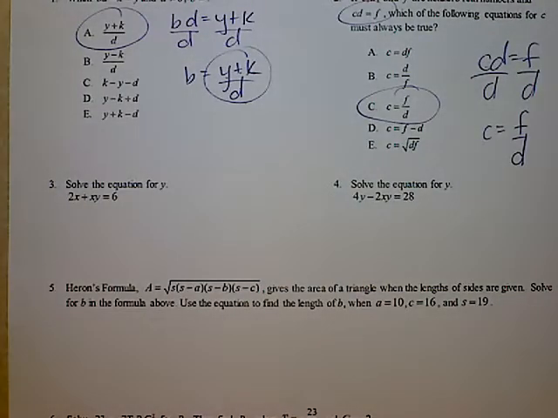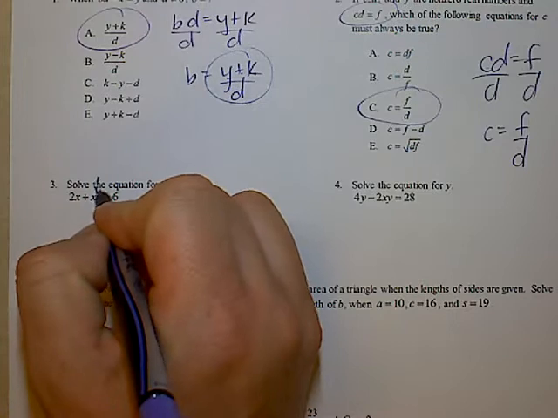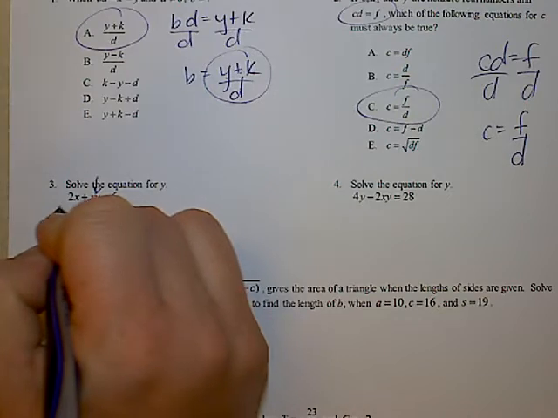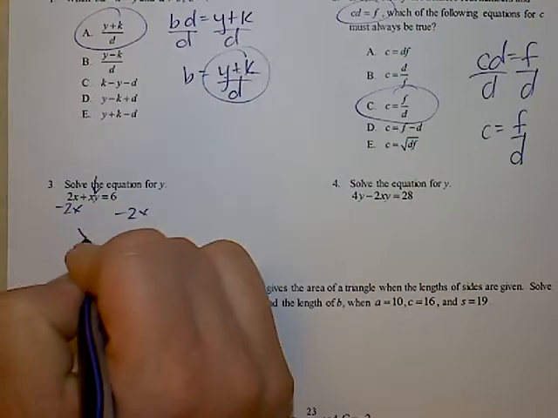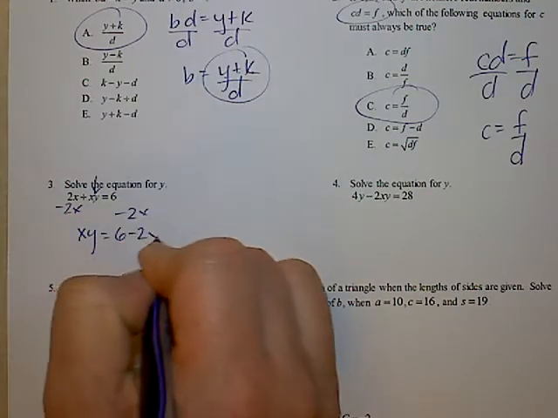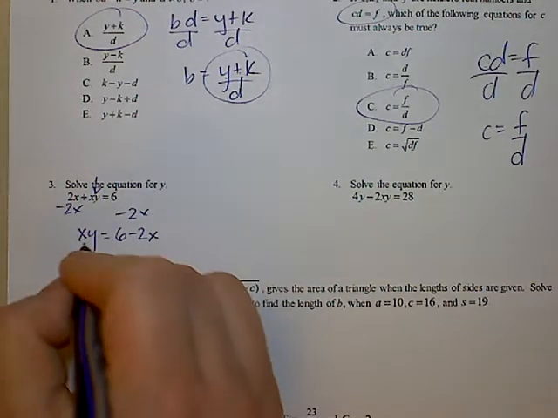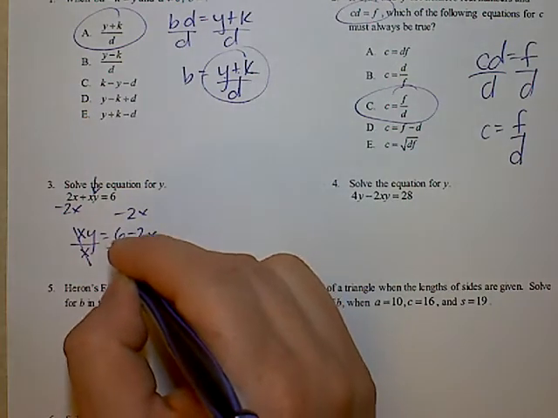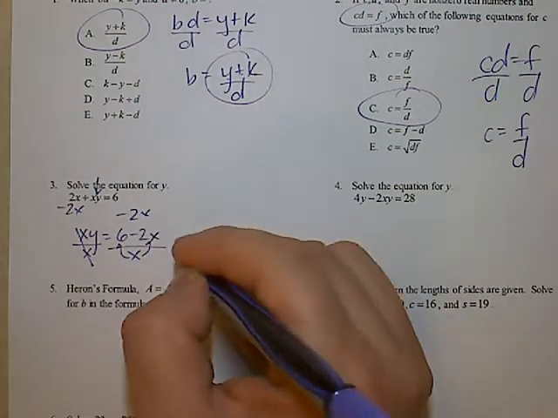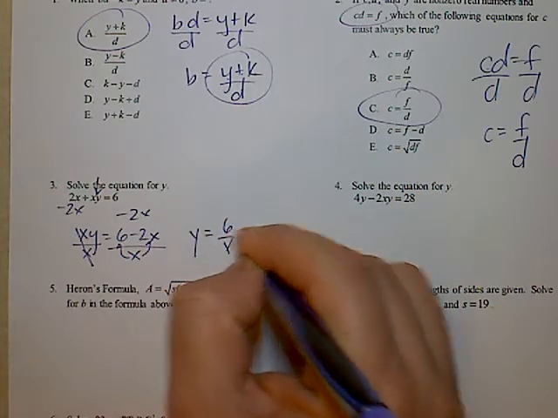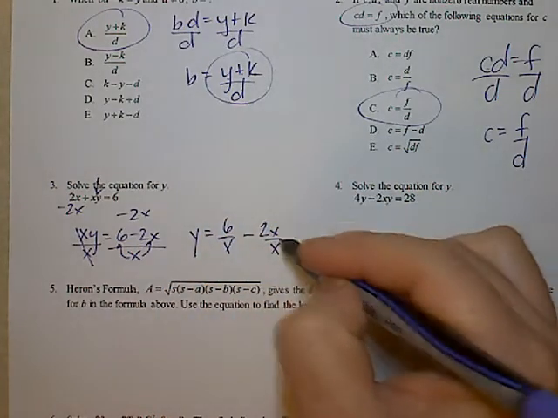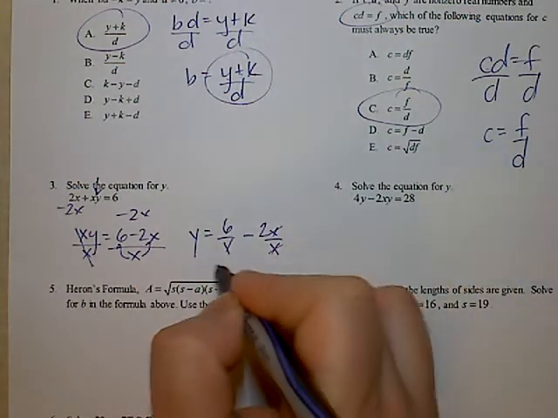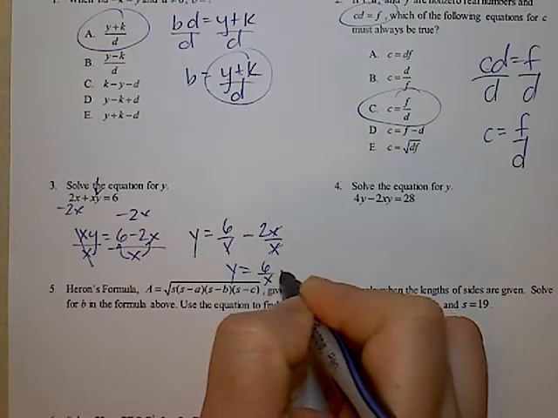Number 3, solve for y. Right now I can see that I'm going to start by subtracting the 2x. xy equals 6 subtract 2x. Then to eliminate the x that's stuck with the y, I'm going to divide by x again. Remember, this x needs to be shared with the 6 and also with the 2x. So 6 over x minus 2x over x. The x's, we say they cancel. In reality, they turn into a 1, and you're left with y equals 6 over x subtract 2.